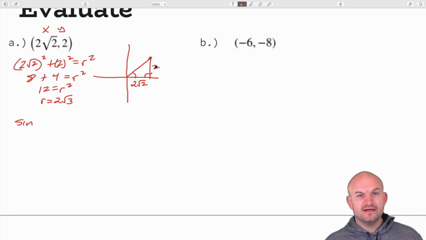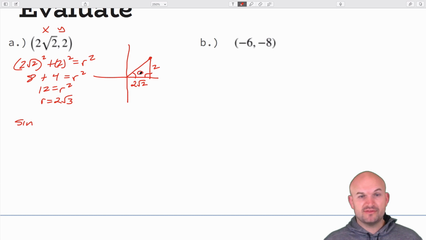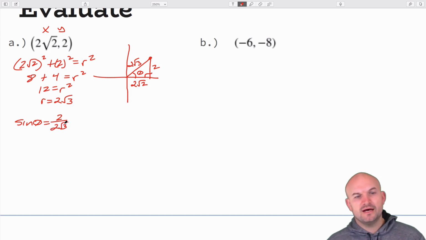So the sine, now again, what angle should we do here? We can do anything, right? So I'm just going to use theta to make things easy. So sine of theta is going to be, this is 2 radical 3. So therefore, sine of theta is going to be 2 over 2 radical 3. I can rationalize the denominator here. The 2's are going to divide out, and that's going to give me square root of 3 over 3.